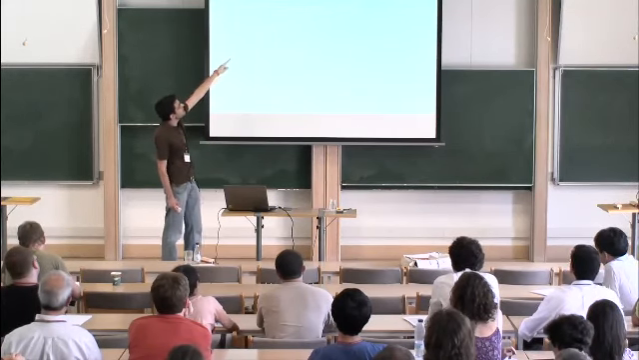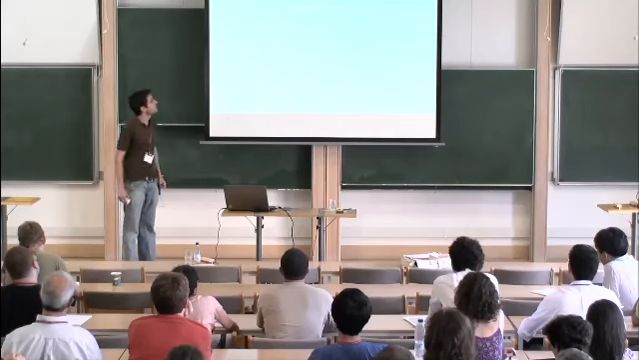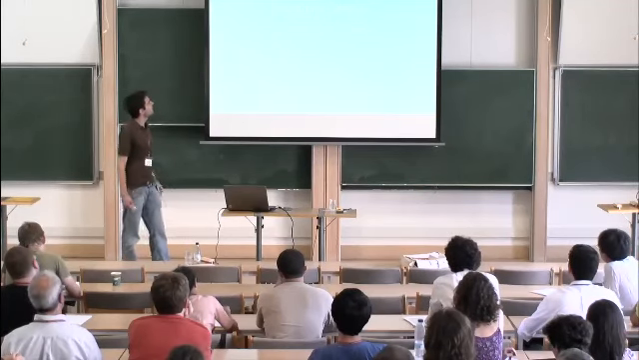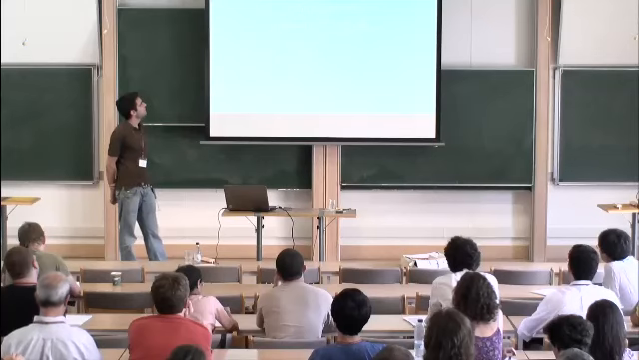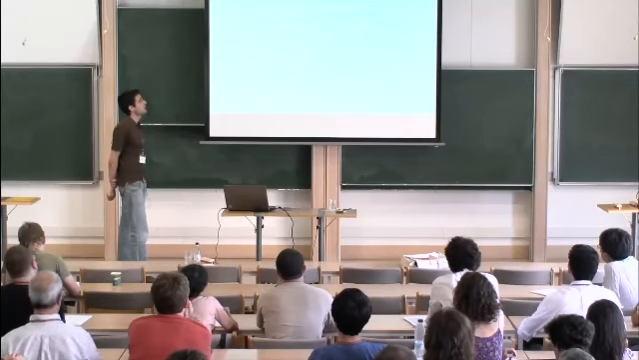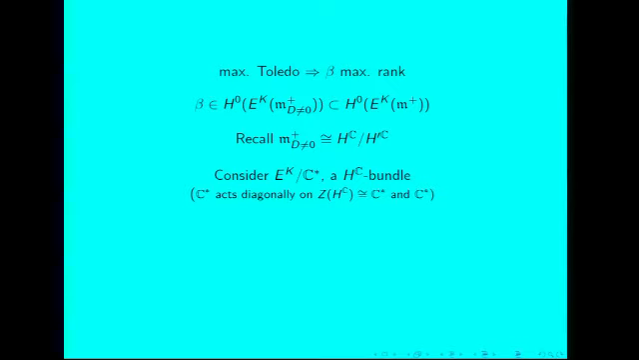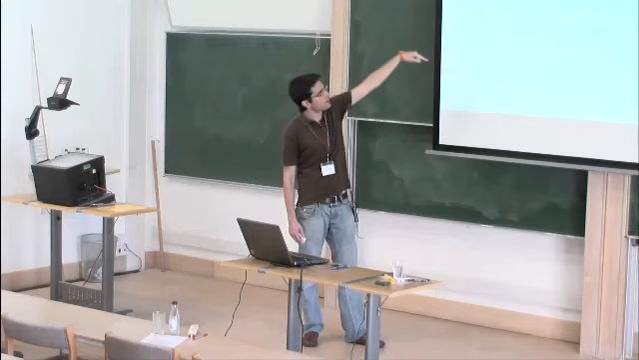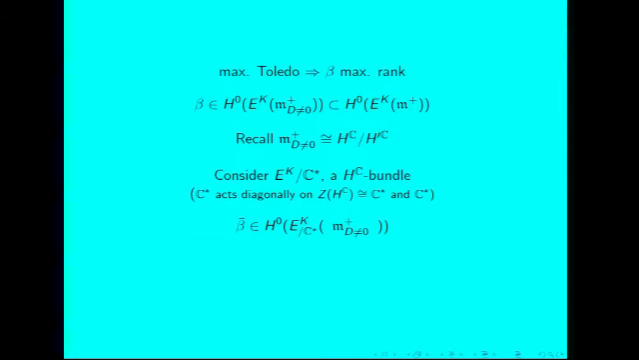But the problem is that E^K is an H^C times C star bundle. So what we do is modify this E^K, and we quotient by the action of C star, and this action is diagonal on the center of the group H^C, which, because this group comes from a Hermitian symmetric space, we know that the center is non-trivial, non-discrete, and we quotient that by the other C star. And with this new bundle, we have that beta goes down, and we have a section of this bundle.